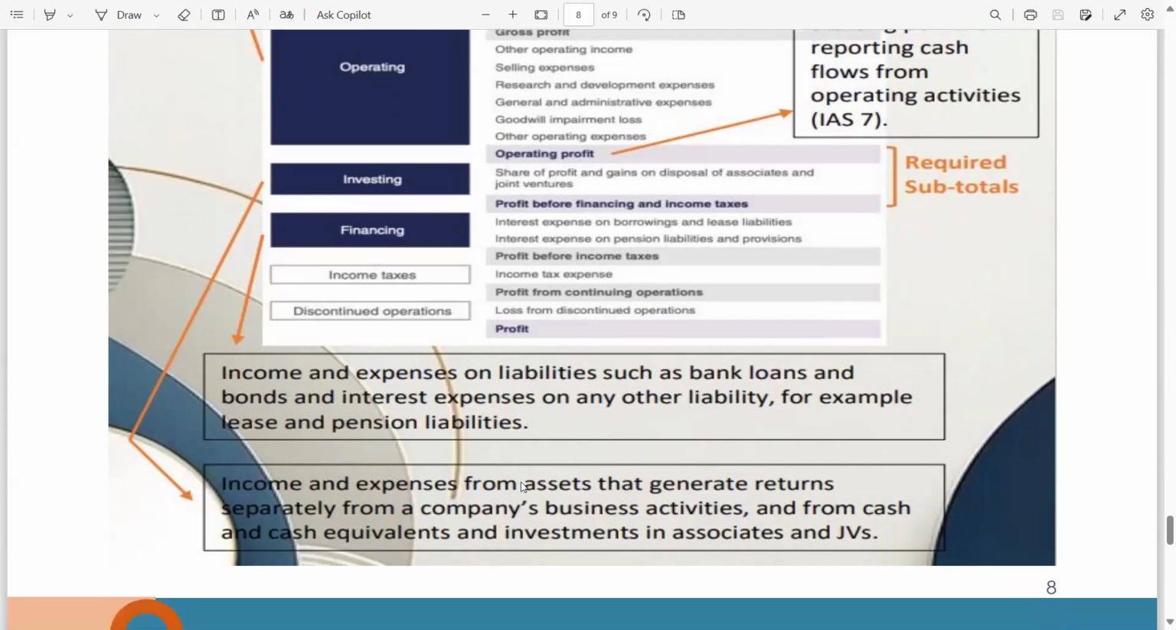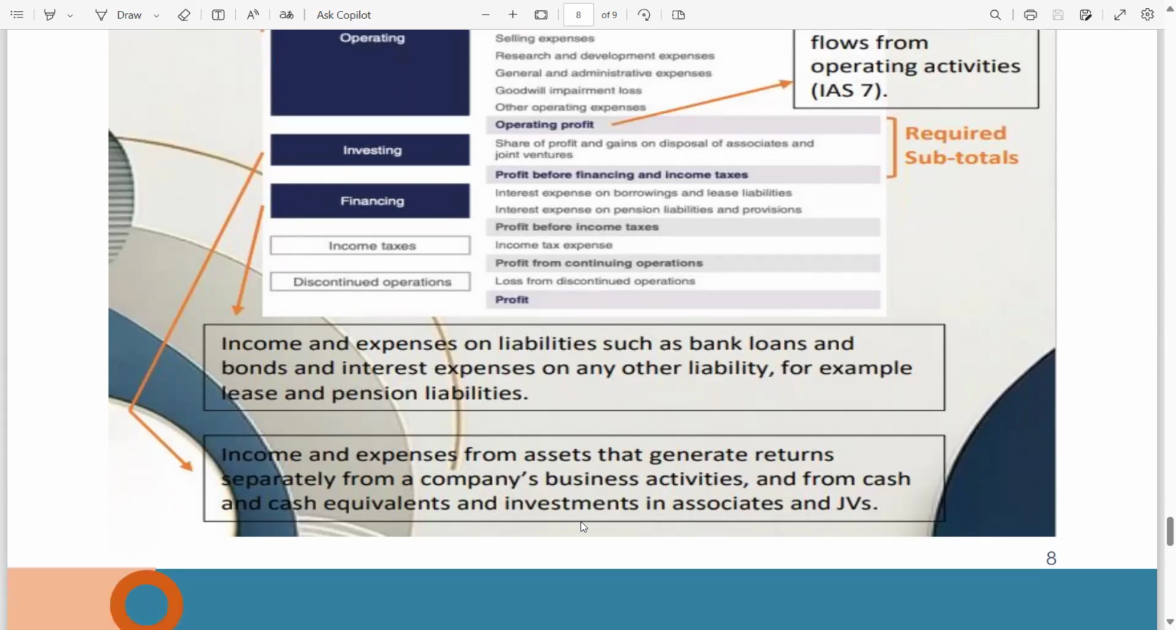Income and expenses from assets that generate returns separately from a company's business activity. There is a word, separately, that generate returns separately from a company's business activities, and from cash and cash equivalents, and investments in associates and JVs will come under the investing activities.